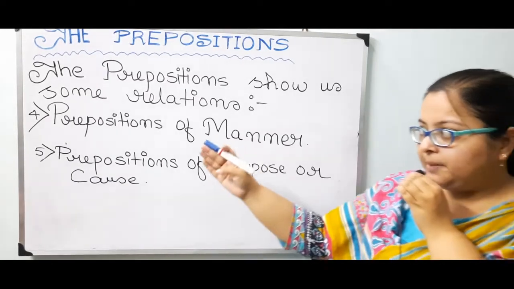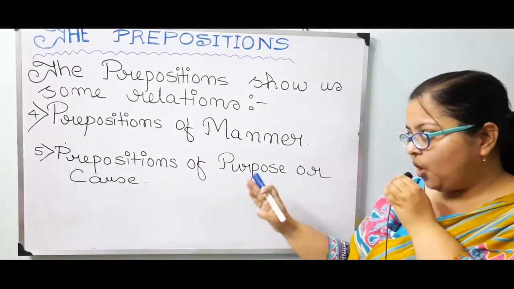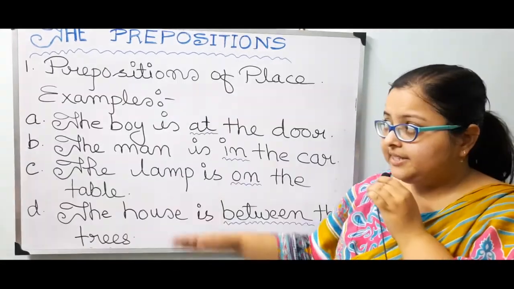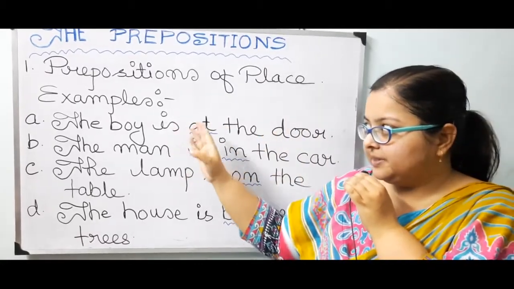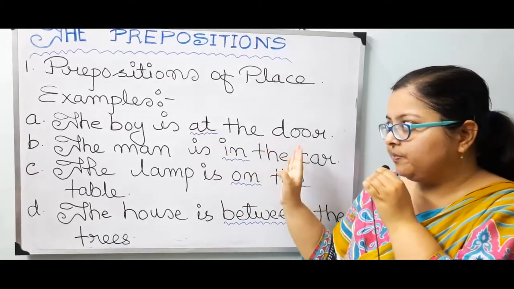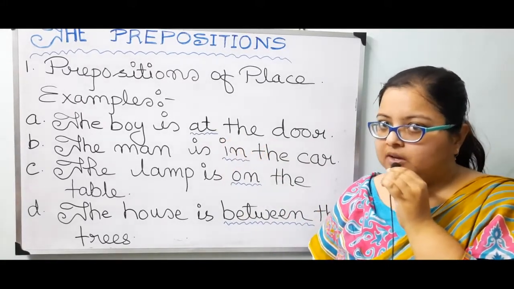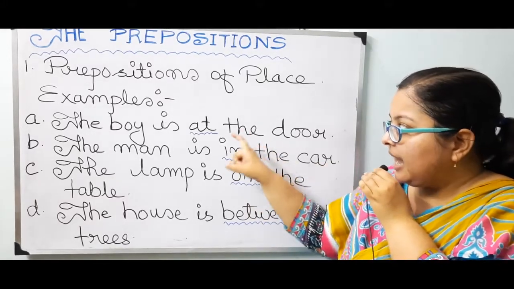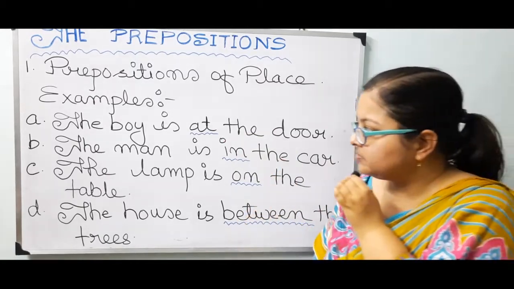Then we have prepositions of manner. Next, prepositions of purpose or cause. Let's look at number 1, prepositions of place. Examples. Number A, the boy is at the door. So, at over here is the preposition. Where is the boy? The boy is at the door. He is standing, suppose, at the door.